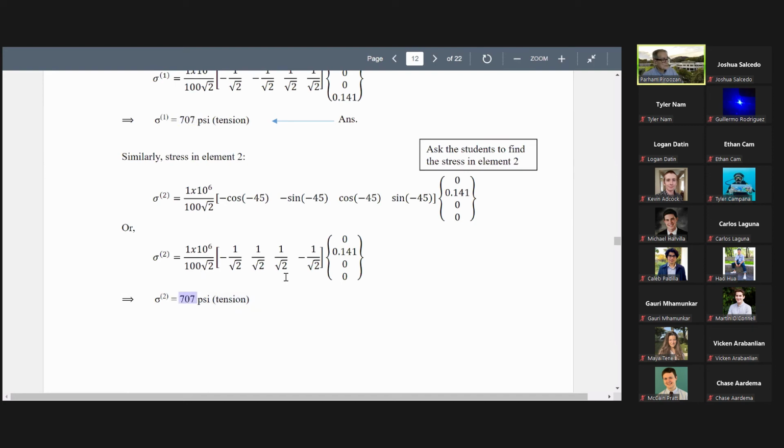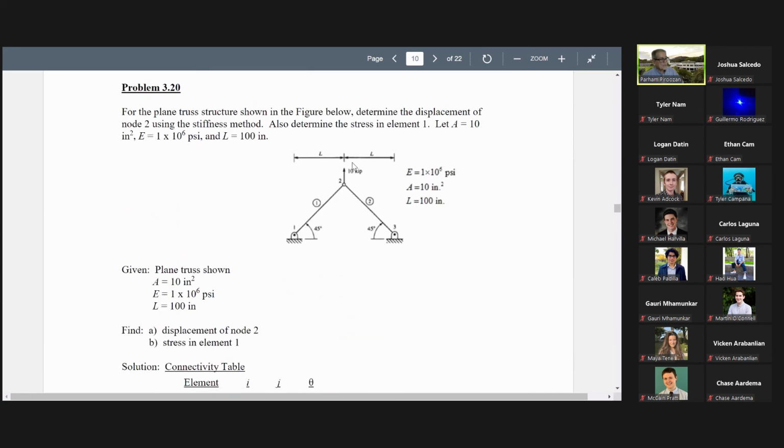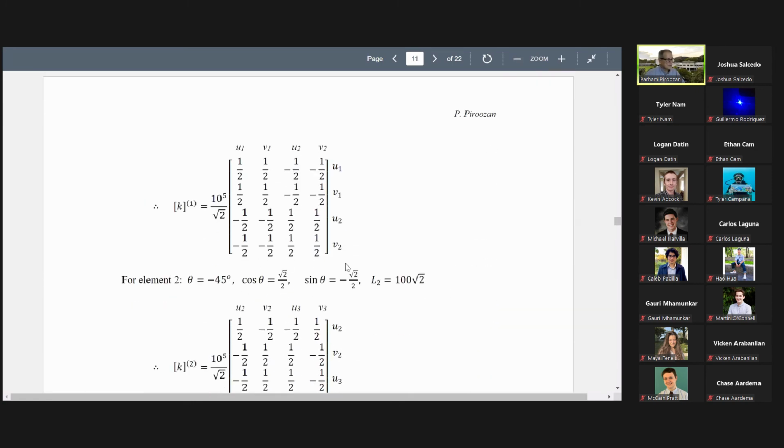This is 707, and we expect, even by looking at the geometry here, you see that these two, from symmetry, they should have the same stress. Both of them are in tension, and 707, the same magnitude of stress. And displacement positive upward, no displacement in the x direction. So the numbers that we got are correct.